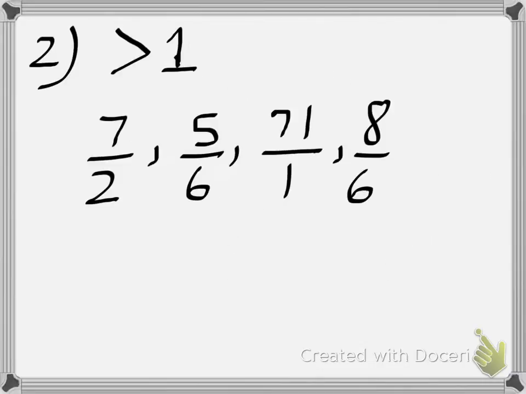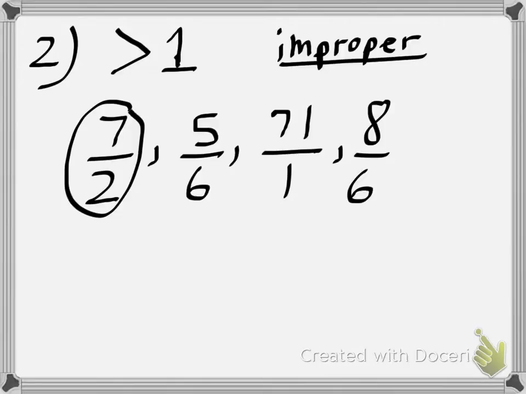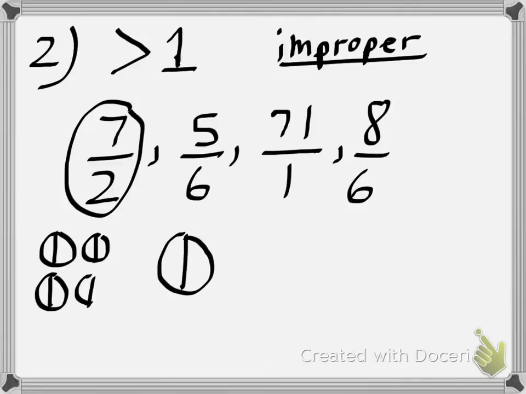Number 2, it says which of these numbers is greater than 1? To be greater than 1, it would be considered an improper fraction. An improper fraction is any number that does not have a smaller numerator or top number. So this one is 7/2, so that's going to be greater than 1 because we would have 1, 2, 3, 4, 5, 6, 7/2. This one's 5/6, so we'd have one thing cut into 6, and we would have 5 of them, so we don't have a whole one, so it's not greater than 1.